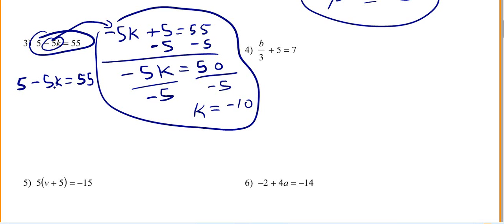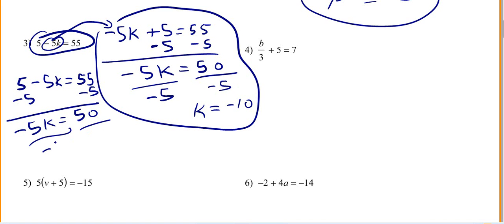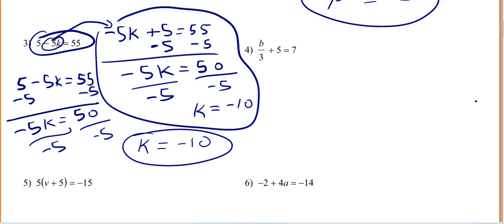We'll take this original problem. Well, we still got this positive 5, right? We're going to subtract 5 from both sides. So now you're left with a negative 5k is equal to 50 once again, right? And then just like before, we're going to divide both sides by negative 5. And we're going to get k is equal to negative 10 once again.